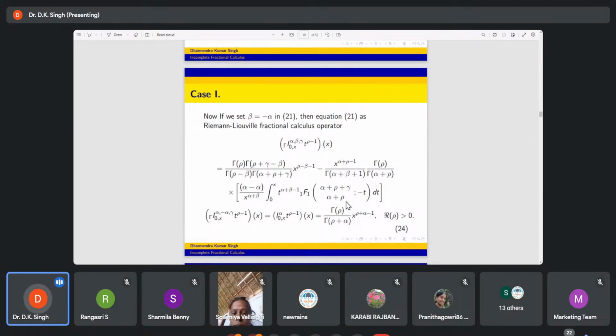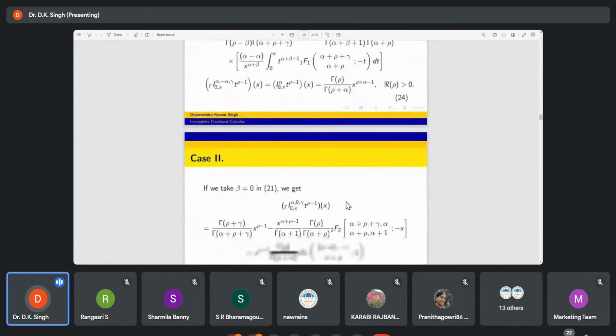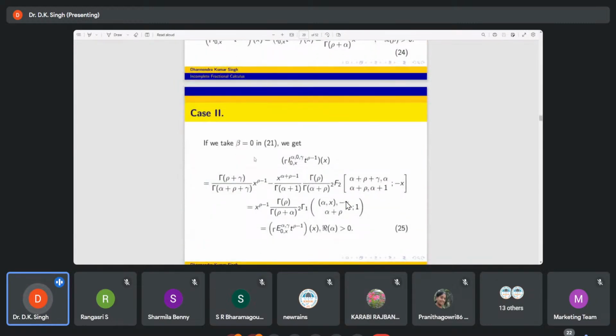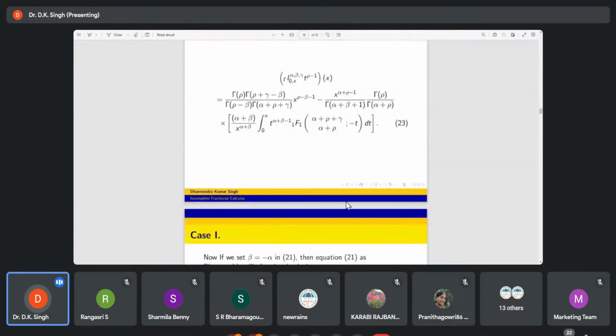Gamma rho, gamma rho plus gamma minus beta, gamma rho minus beta, gamma alpha plus rho plus gamma, x over rho minus beta minus 1, minus x over alpha plus rho minus 1, divided by gamma alpha plus rho plus beta plus 1, gamma rho, alpha plus rho. If you put beta equal to minus alpha and calculate this expression, you will get the Riemann-Liouville fractional calculus operator in the form gamma rho divided by gamma rho plus alpha, x over rho plus alpha minus 1, where rho is greater than 0.